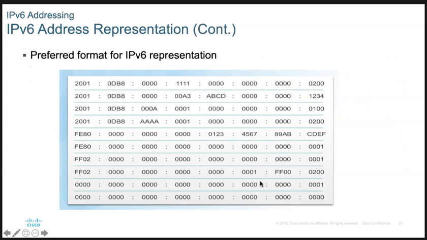So here's what IPv6 looks like. You can see an example of IPv6 that starts with 2001 colon. Unlike IPv4, where we have a dot, in IPv6 we don't have a dot and we don't have a decimal value. We have hexadecimal, and we have a colon between each hextet, not an octet, hextet.